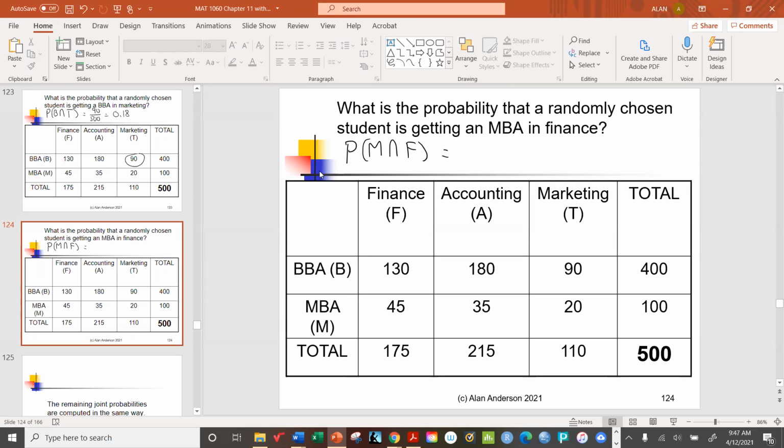and by the way, I just want to mention here that when you're dealing with intersections, the order in which I write these letters doesn't make any difference. I could just as easily have written F and M. It means the same thing. So just be aware of that. The order in which I write these letters is not relevant. So M and F means all the MBA students down here studying finance. Which is 9%.